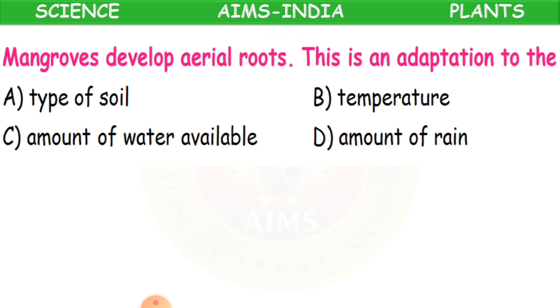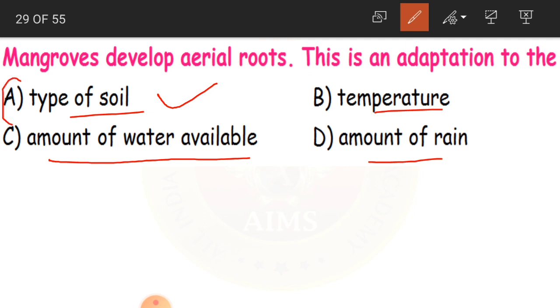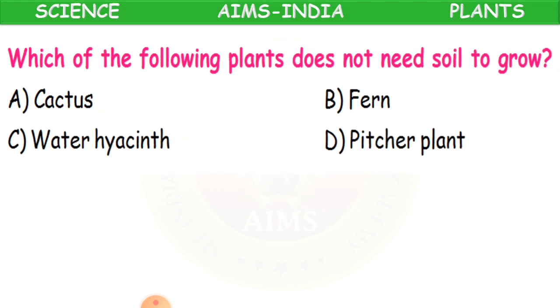Mangroves develop aerial roots. As we just learned, mangroves are also marshy plants. So this is an adaptation to what? Whether to type of soil, or to temperature, or to amount of water available, or amount of rain? That is type of soil. Okay, children? Type of soil, like a wet soil.